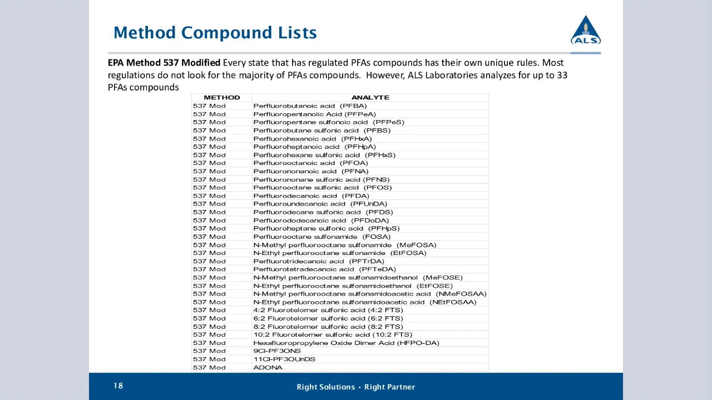Moving forward, this is just the list for ALS. We do up to 33 PFOS compounds, depending on the laboratory. Some labs go as high as 35. So every state that regulates PFOS compounds has their own unique rule, and most do not look for all the PFOS or even the majority of the PFOS compounds. So we essentially took input from our clients on which PFOS compounds were most common to be looked for, and created our list accordingly. So if you have a site where you're looking for specific PFOS compounds that are not on any list, you can approach your laboratory to see if they would bring it online using the 537 modified methodology.